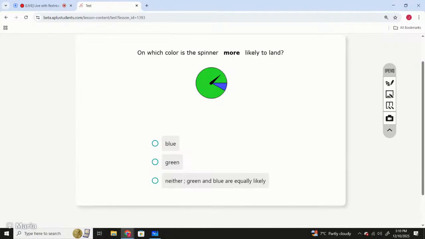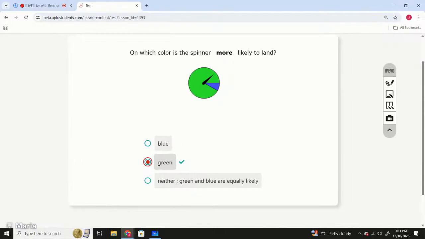On which color is the spinner more likely to land? So which is the correct option? The spinner has more green color than blue, so it will more likely land on green. Very good.